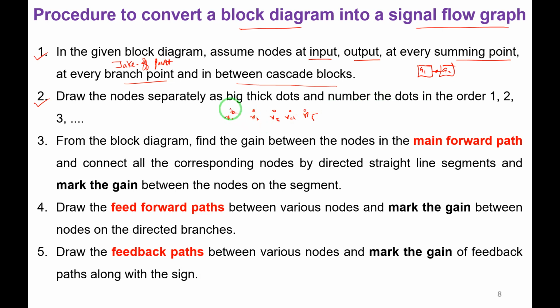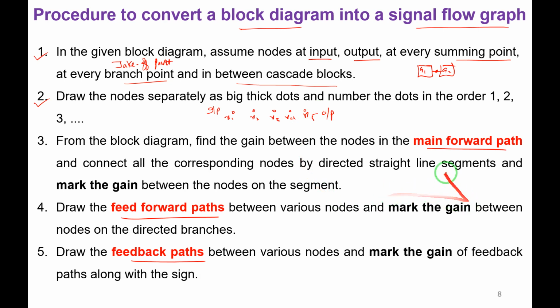That is x1. x1 is the input node, x5 is the output. For example, I have taken this. So this is not the only thing. Next, we should concentrate on the main forward paths, then feed forward paths, then feedback paths. In the signal flow graph, you can observe the main forward path.